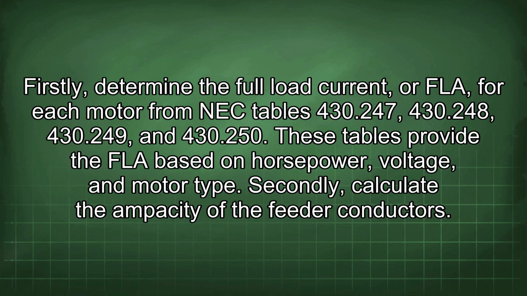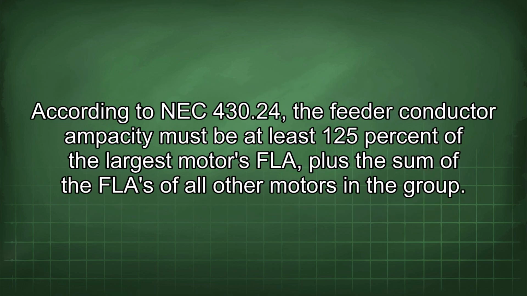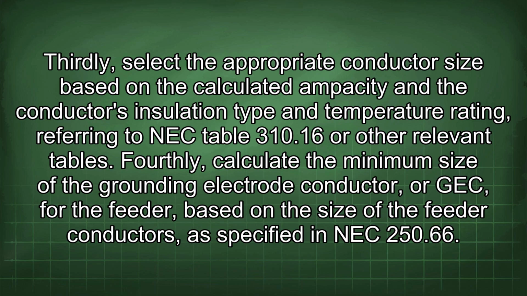Secondly, calculate the ampacity of the feeder conductors. According to NEC 430.24, the feeder conductor ampacity must be at least 125% of the largest motor's FLA, plus the sum of the FLA of all other motors in the group. Thirdly, select the appropriate conductor size based on the calculated ampacity and the conductor's insulation type and temperature rating, referring to NEC Table 310.16 or other relevant tables.